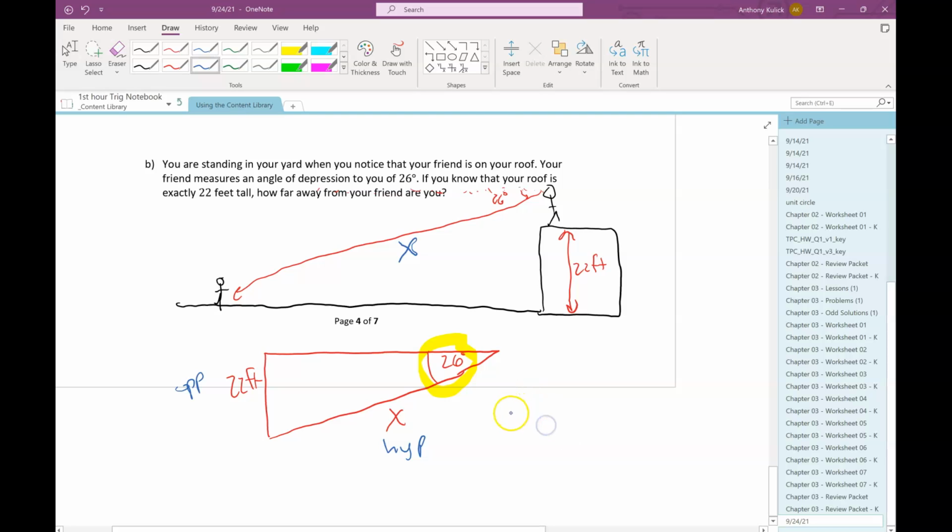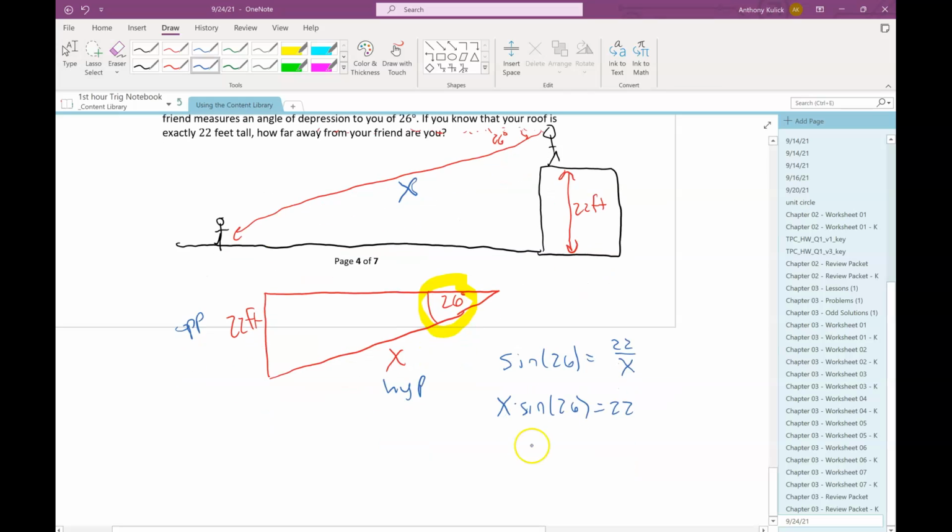Oh, there we go. So we'll say sine 26 is equal to 22 over x, opposite over hypotenuse. To solve for x, I'm going to multiply both sides by x. And remember, sine 26 is just going to be some crappy looking decimal. So x times the decimal. To move that decimal over, I just need to divide by it. So 22 divided by sine 26 is what I'm going to type into my calculator.